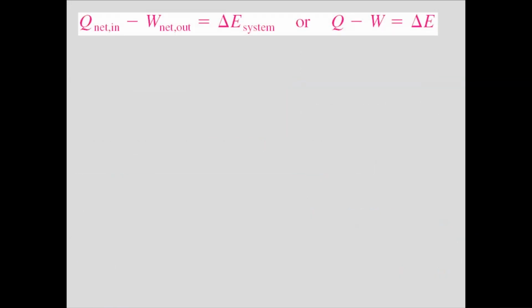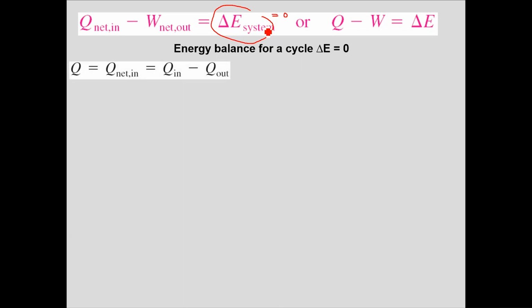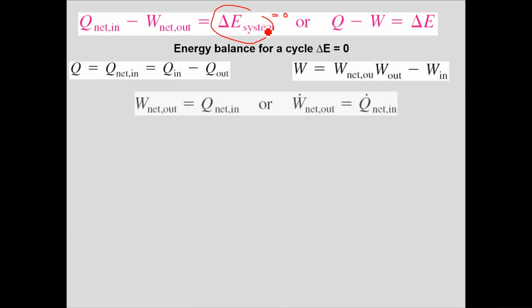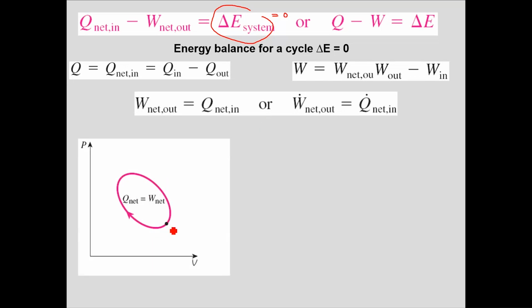Again, for a cyclic process, you know that the change in energy of the system is essentially equal to zero. In such a case, you would have Q equals W, or Q net into the system is equal to work net out of the system. So if you start from this point 1, move along a closed loop and come back to the same position, your change in energy of the system is 0, and Q is equal to W. So the heat transfer coming to the system is the work going out of the system.